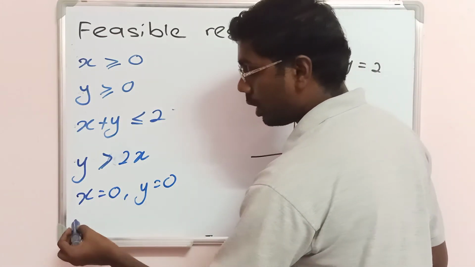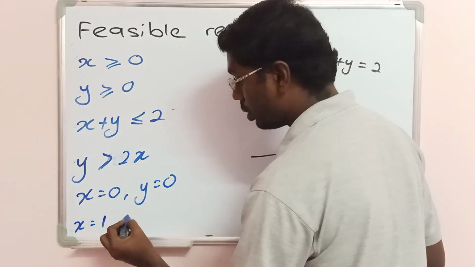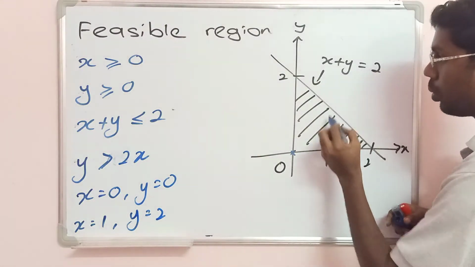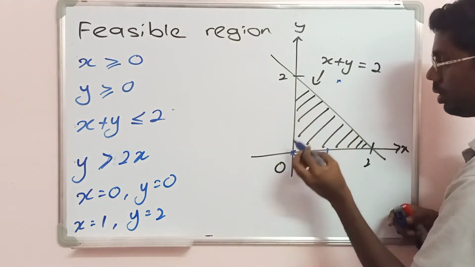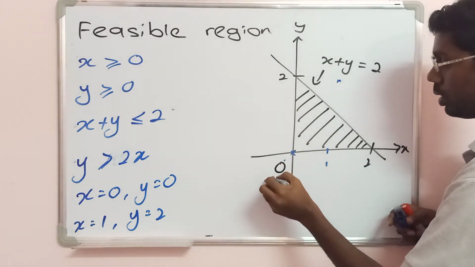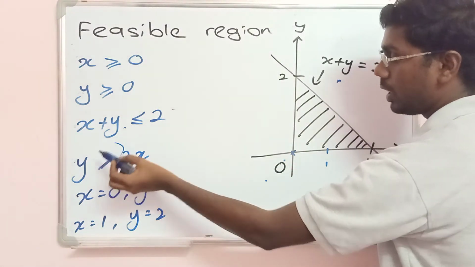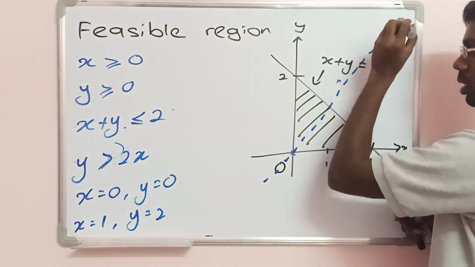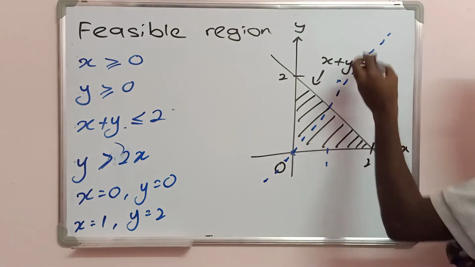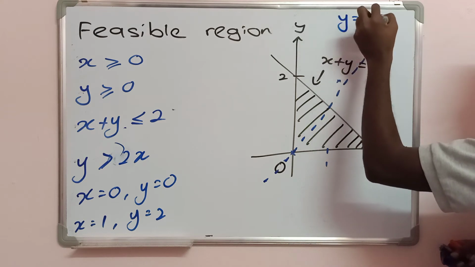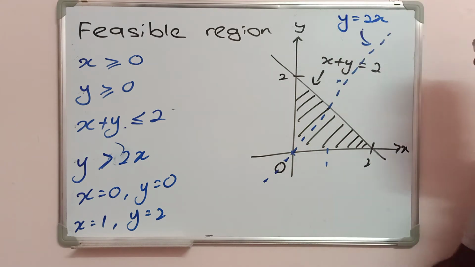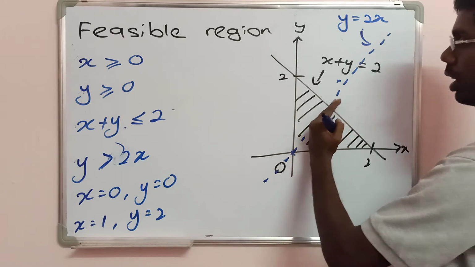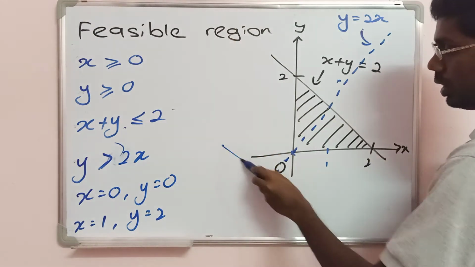And for another coordinate we put x equal to 1, so my y is going to be 2. So x equal to 1, y equal to 2 is somewhere here. Since it is greater than only, there is no equal symbol, so it's going to be a dotted line, y equal to 2x. Since it is greater than, the shaded region is going to be above the line. So this is the shaded region.